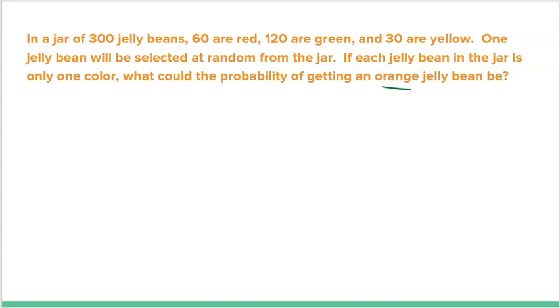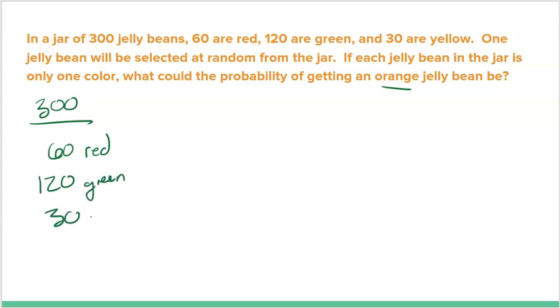Well, let's consider my sample space. I have 300 total jelly beans. I know that 60 of them are red. I know that 120 of them are green. And I know that 30 are yellow. Okay, so let's see here. 60 out of 300, that is a 20% chance of randomly getting a red one. 120 out of 300 is a 40% chance of randomly getting a green one. 30 out of 300 is a 10% chance of randomly getting a yellow one.